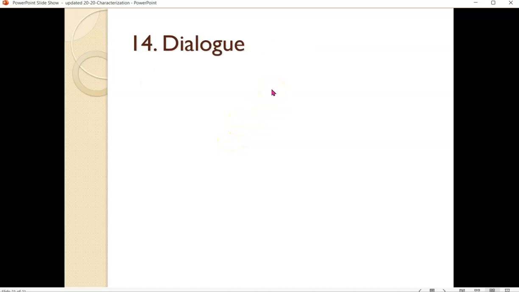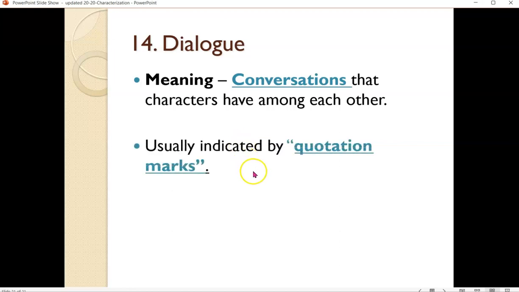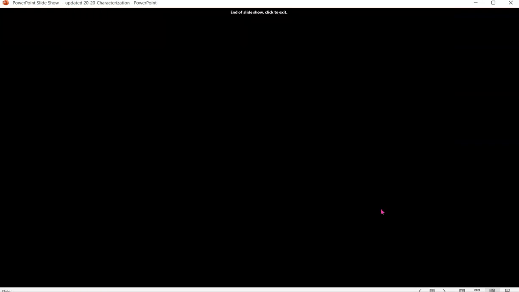Now, number 14, dialogue. Okay, this is a term I'm sure you have heard before. It's the conversation that characters have among each other, back and forth. All right, and it's usually indicated by quotation marks. See these marks right here? Quotation marks. When there are quotation marks, that means this is what the person is saying. And there's our picture of dialogue.